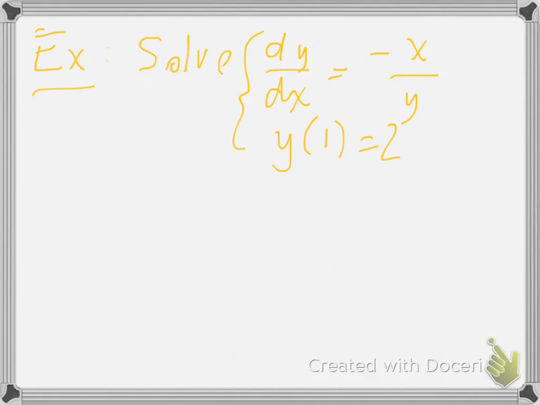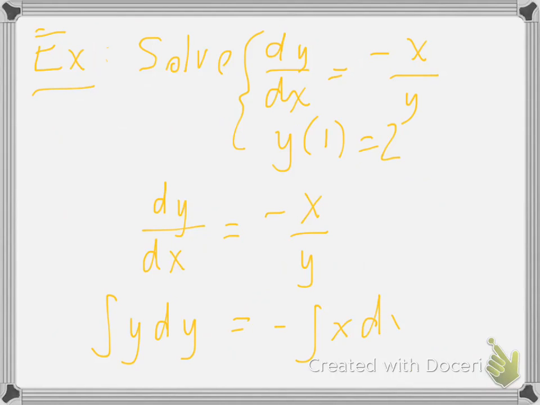So let's take an example. Let's solve the differential equation dy/dx equals minus x over y, and the initial condition will be y of 1 equals 2. First thing to ask yourself, is this a separable differential equation? And you'll see, yes, indeed it is. So I use separation of variables. I multiply the y on both sides, and I multiply the dx on both sides, and I'm saying that in quotations even though you can't see me. So I have the integral of y dy equals minus the integral of x dx.